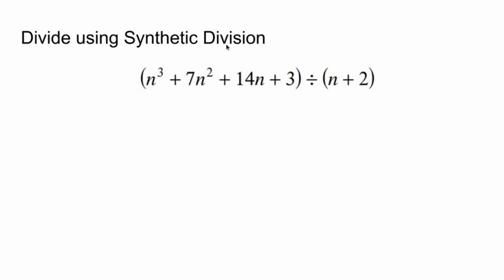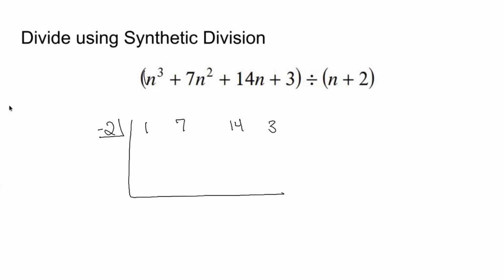Divide using synthetic division. So I have n cubed plus 7n squared plus 14n plus 3 divided by n plus 2. Synthetic division means you take whatever you're dividing and use the opposite root and put it in that little box right there. Then you're going to create a bigger box and use the coefficients from this guy to make those numbers. So invisible 1, 7, 14, and 3.